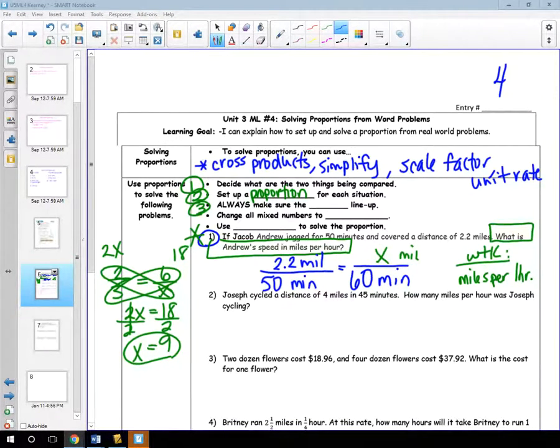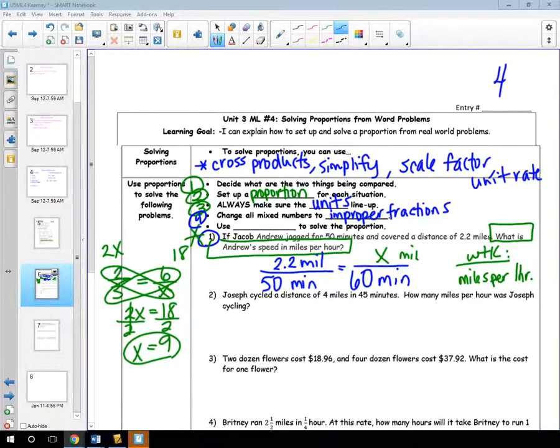Now step 4 is we want to change all mixed numbers to improper fractions. Okay? So we want to look at this proportion and we want to say, are there any mixed numbers in there that can be changed to an improper fraction? And right now, do you see any? I don't see any improper fractions or any mixed numbers.